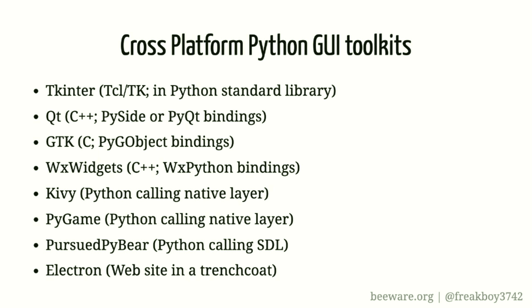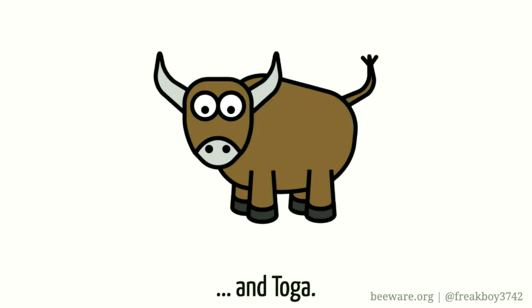Memory use is a big one. Electron apps also have some very distinct tells from a user interface point of view that can be very difficult to mask, but it works. Whether it works for you, that's a decision you have to make. This is not an exhaustive list. There are others, not the least of which is Toga.